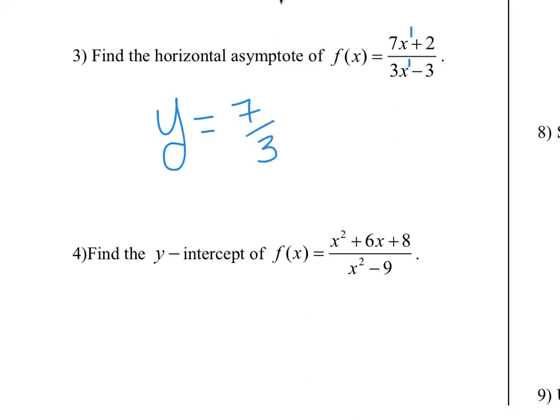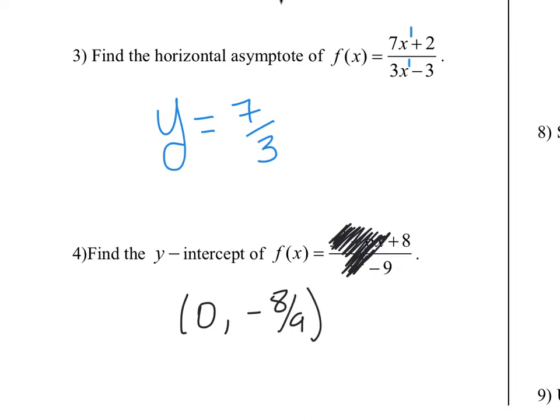In question number 4, we're finding the y-intercept. In the y-intercept, all we have to do is make x 0 and solve for y. So just cover up all your x's, and that's going to be your y-intercept. 0, comma, negative 8/9.